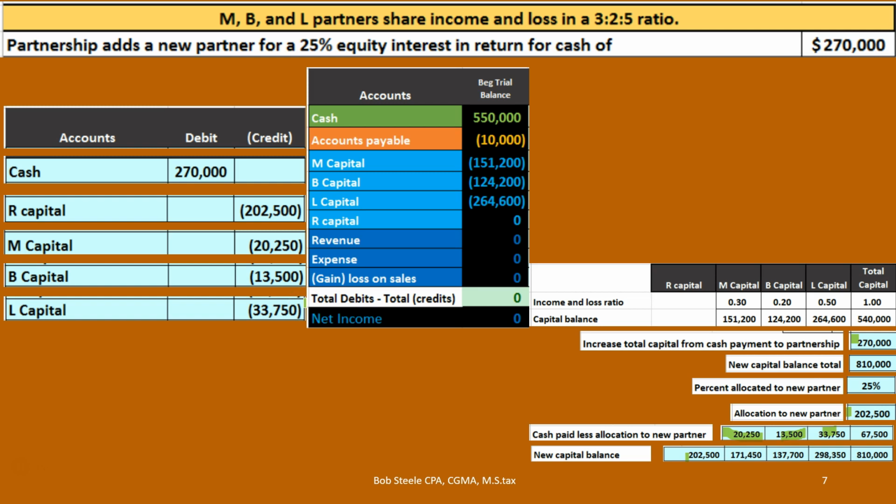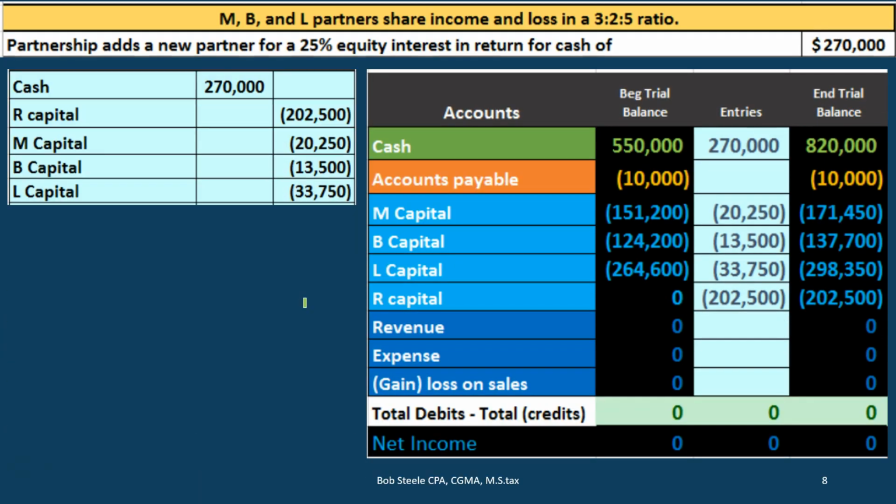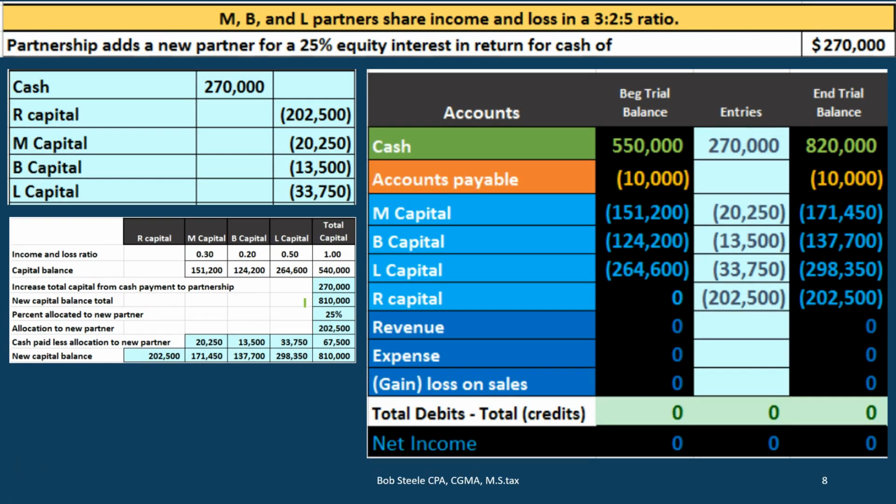Let's see what that would look like in terms of the trial balance. So here's that same journal entry. Here's that same worksheet. Let's see if it does what we expect it to do when we post it to our worksheet here. What do we expect it to do? We expect R, M, B, and L's capital accounts to be 202,500, 171,450, 137,700, and 298,350 after we post the journal entry respectively. So here's the cash. Cash is going up. Cash is a debit balance. We're making it go up in the debit direction. So it goes from 550 to 820.